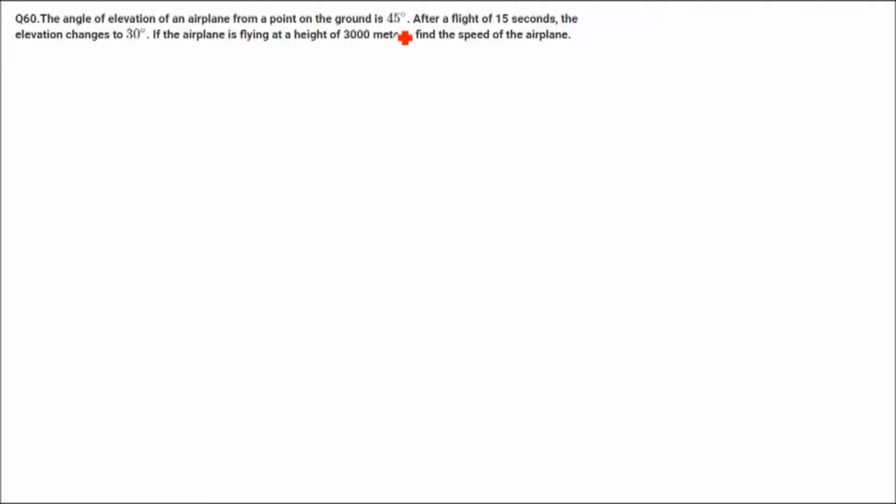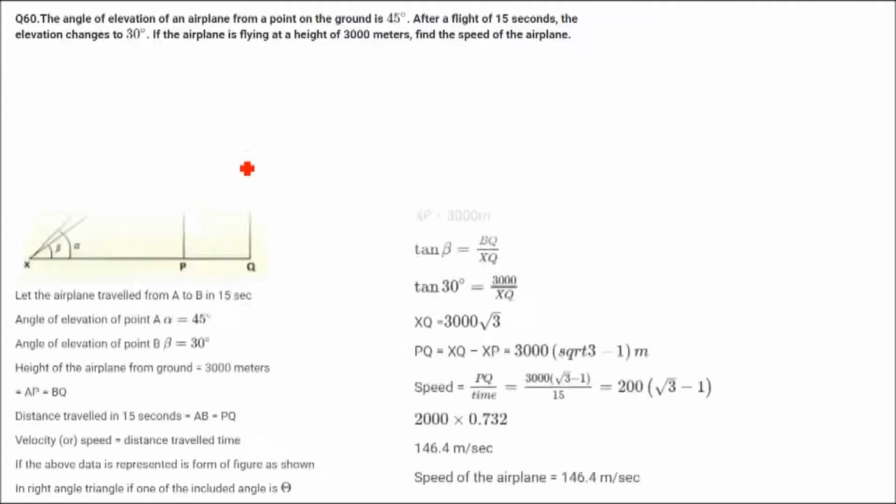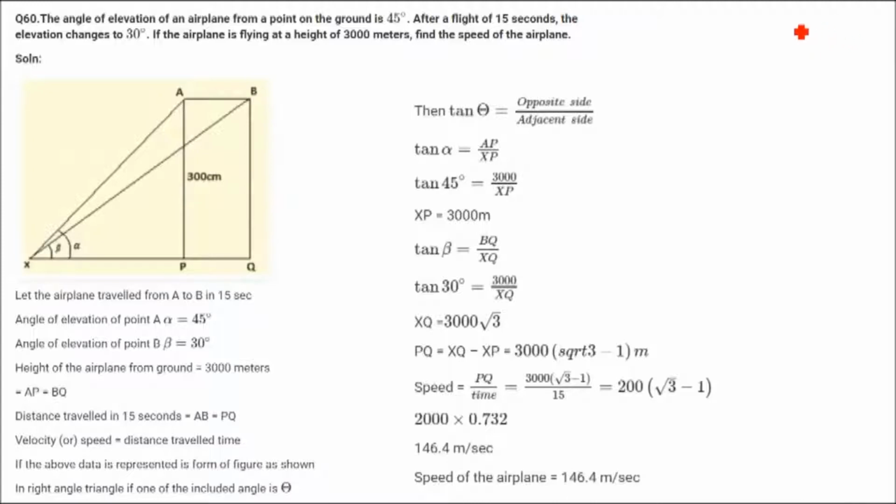The angle of elevation of a plane from a point on the ground is 45 degree. After a flight of 15 seconds, the elevation changes to 30 degree. If the airplane is flying at a height of 3000 meters, find the speed of the airplane. So just remember that speed equals distance upon time. This is what we are going to use here.